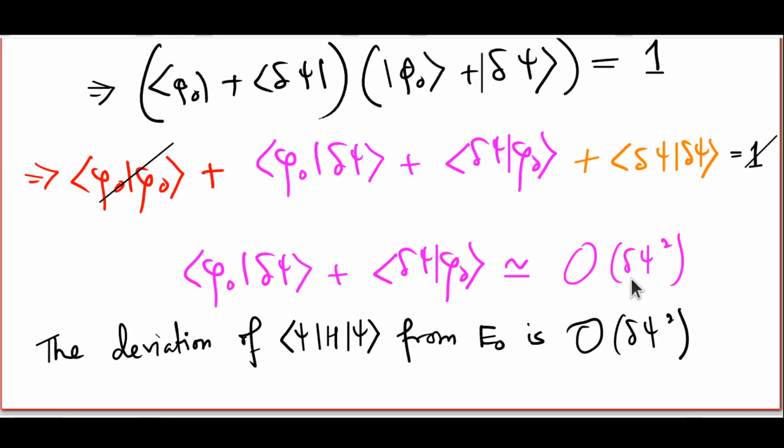In fact, it's 0 to the first order in delta psi. And what that means is the deviation of the expectation value of the Hamiltonian from E0 is not first order in delta psi. The first order term cancels out. What you are left with is a second order correction.